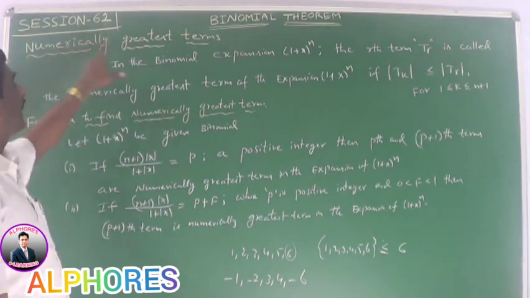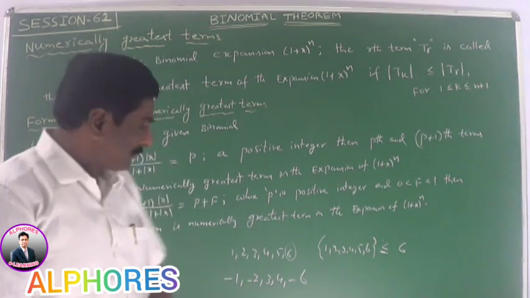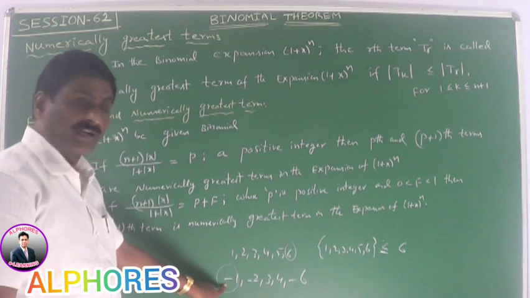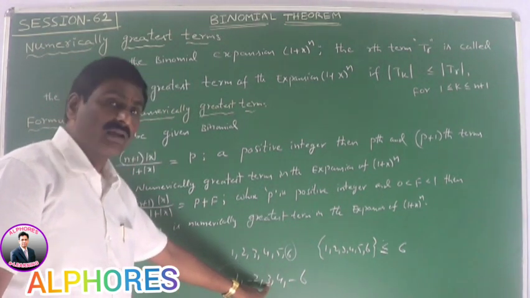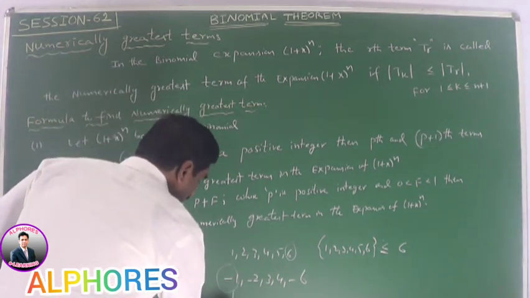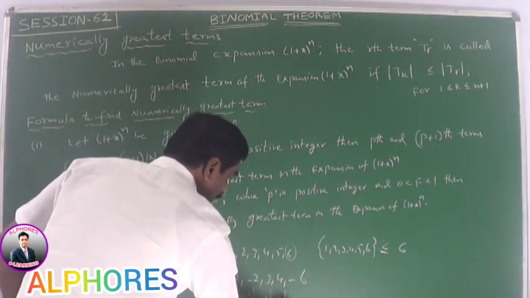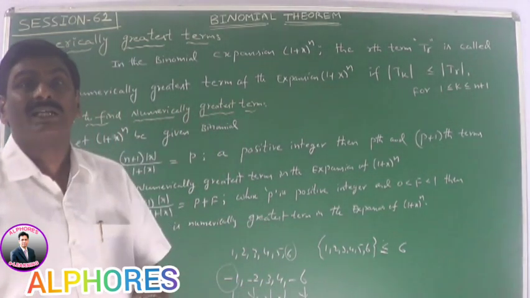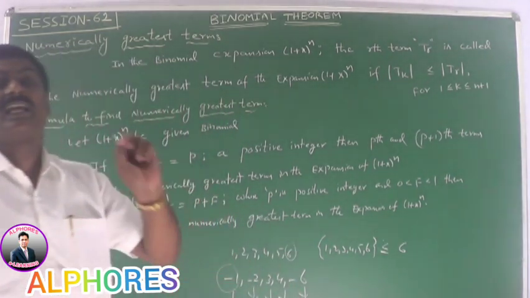But here we find numerically greatest terms. What is the difference between the greatest and numerically greatest? Suppose -1. The magnitude of this value is 1 and the sign is negative. It is -2. The magnitude is 2 and the sign is negative. It is 3. The sign of this value is positive. Please observe these values. The magnitude of -1 is 1, of -2 is 2, of 3 is 3, of 4 is 4, and of -6 is 6. Out of these, which is the greatest magnitude? 6. This magnitude value is said to be the numerically greatest term.